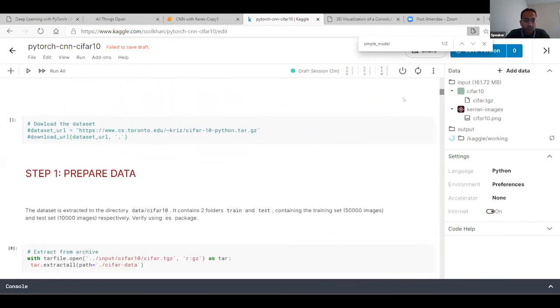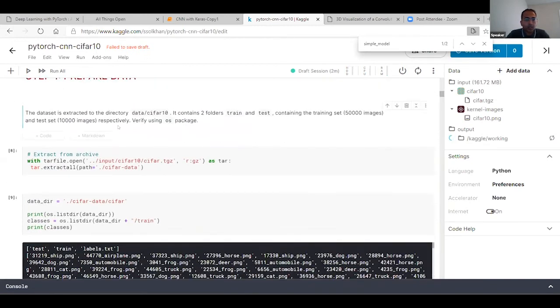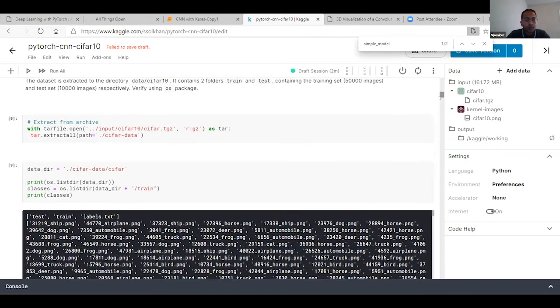I already downloaded the data from the website, and it's in a zip file, so I'll unzip it. The first step is preparing the data. As I mentioned, there are 50,000 to 60,000 images: 50,000 in the train and 10,000 in the test region. The data set has two main folders, train and test. So this is all about extracting the data.